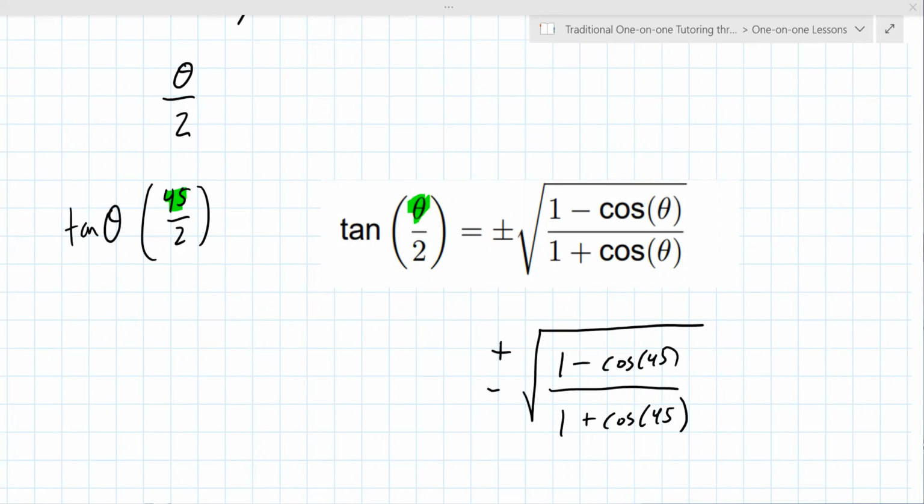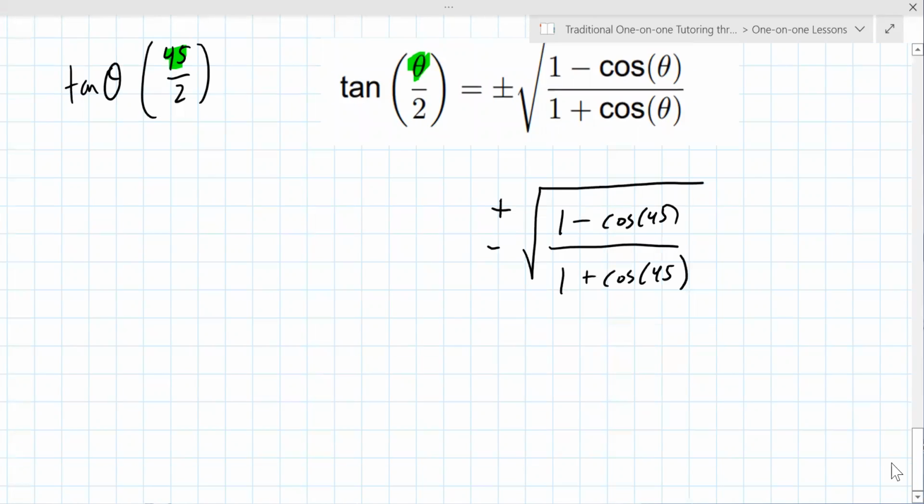So now you got to go to your unit circle and give me those values. Can you tell me what the cosine of 45 is? Is it square root 2 over 2? Yes. This one's pretty awful. That's why we're doing it together. It's root 2 over 2 over 1 plus root 2 over 2.